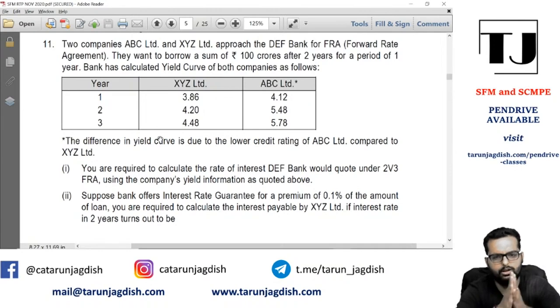Down below they have given the yield curve of both the companies. Year 1 interest rate is given, year 2 is given, year 3 is also given. Now ABC has a lower credit rating, hence it has a higher interest rate. So they're asking you to calculate the rate of interest DEF Bank would quote under the 2 into 3 FRA using the companies' information.